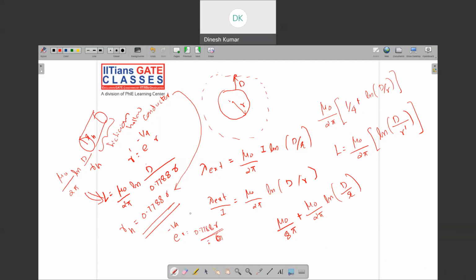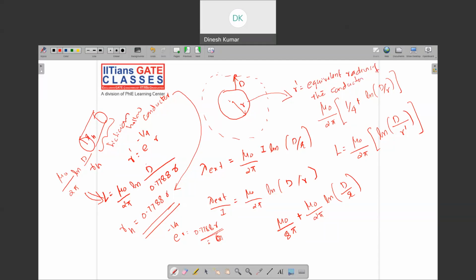For the time being, we can say that if we replace this particular conductor by a fictitious hollow conductor, then the total flux produced by this and this will be equal when the radius of this will be this particular value. That's how we define this radius. So this particular r dash is known as the equivalent radius of the conductor.